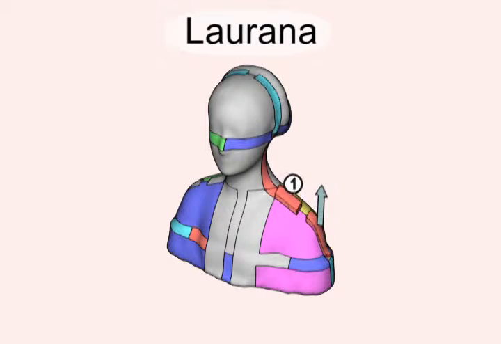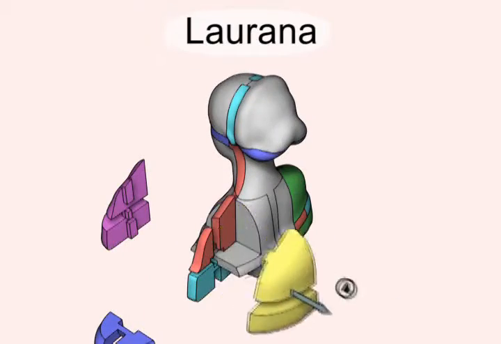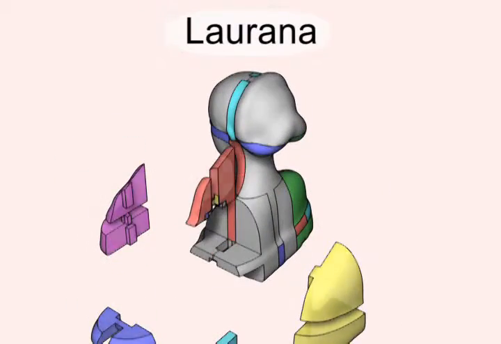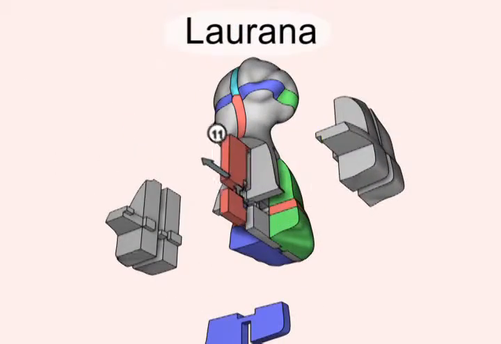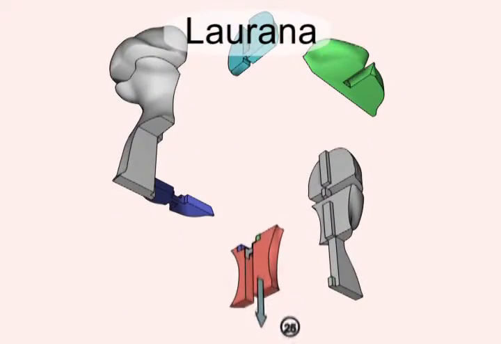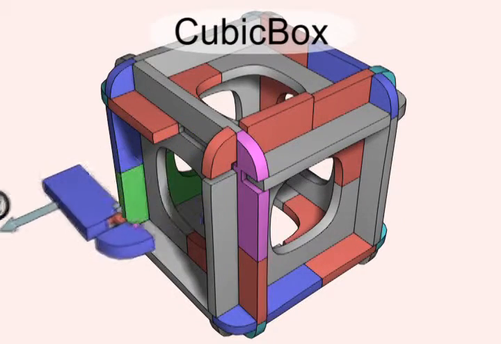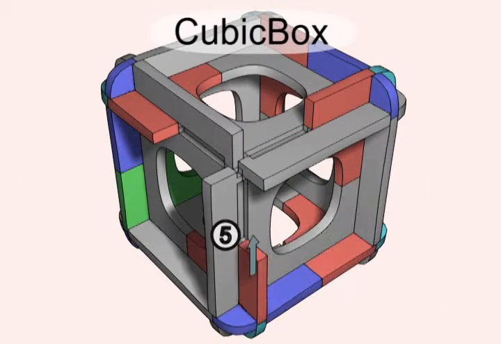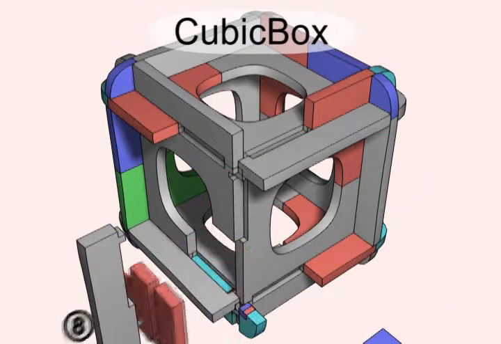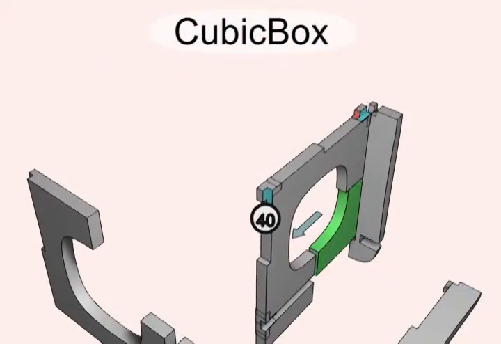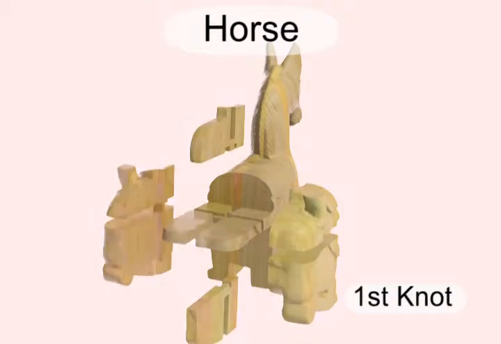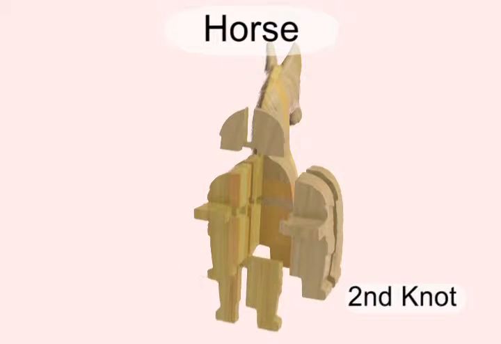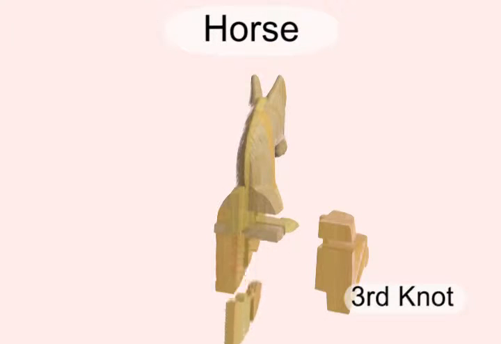Results. General cases. The Lorana puzzle contains 4 knots in T-shape. This is an automatically generated animation by our visualization technique. The cubic box model has 8 knots arranged in a cubic shape. The horse model has a 4-knot network in L shape. We display this puzzle using wooden puzzle style.